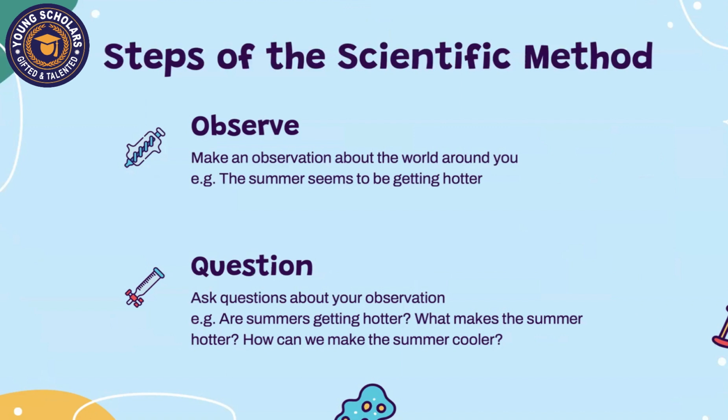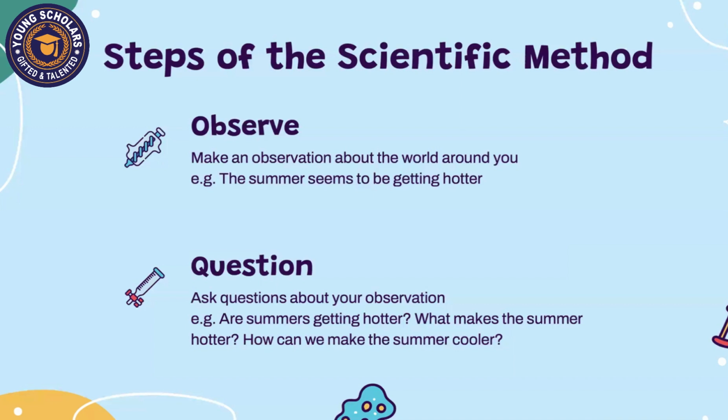Ask questions about your observation. Are the summers getting hotter? What makes the summer hotter? Can we make the summer cooler? You know, what's causing this? It seems silly to have these as steps, but I think it's really important to think about this process because it's what you'll start your project with, and what you'll actually spend a lot of time doing is exploring and questioning and trying to pull together some sort of formal research question, right?